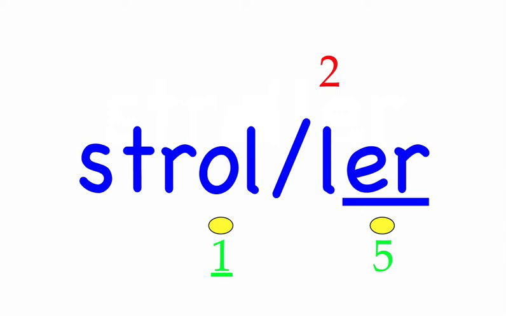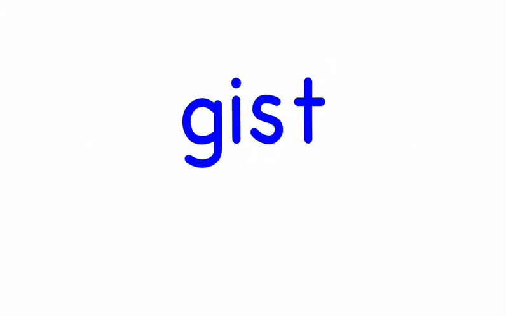Gist. I get the gist of what you're saying to me. Gist, 4 sounds: J, I, S, T. Mark the word.